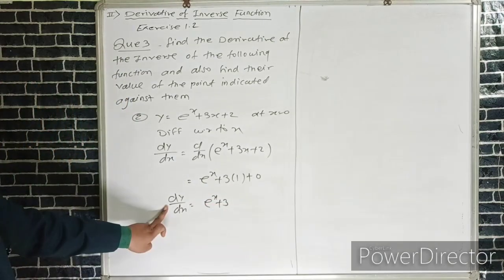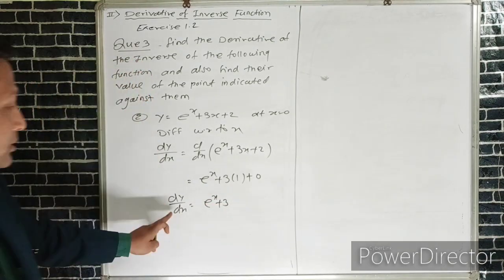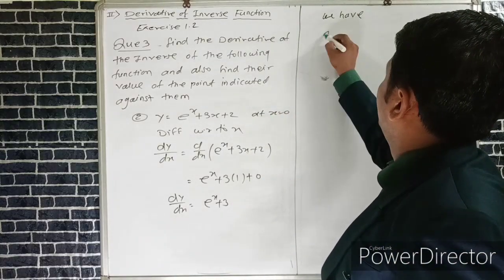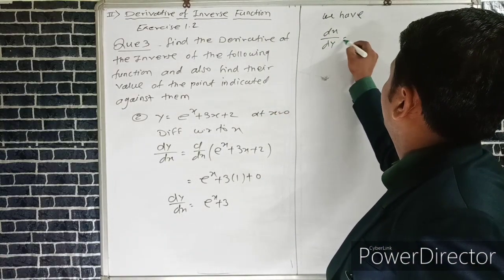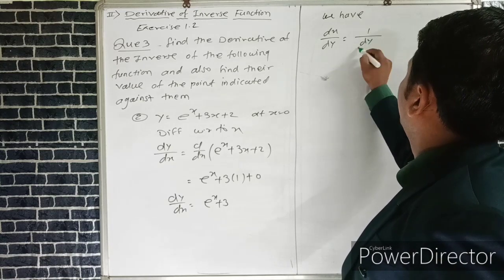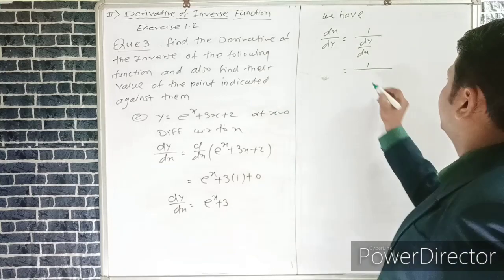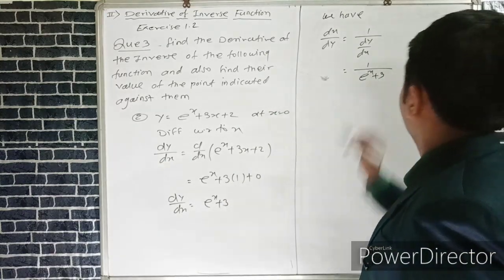But we have to find the derivative of the inverse function. Hence we have dx/dy = 1/(dy/dx). 1 upon the value of dy/dx is 1/(e^x + 3).